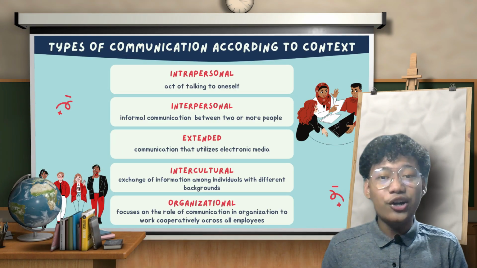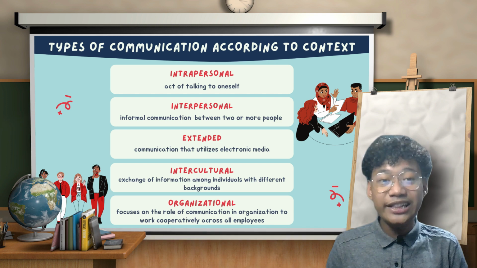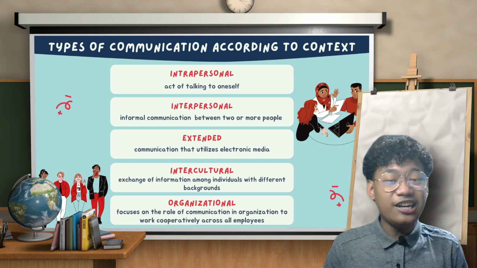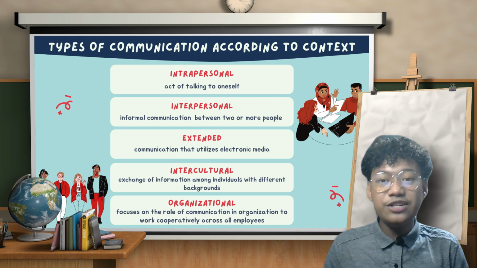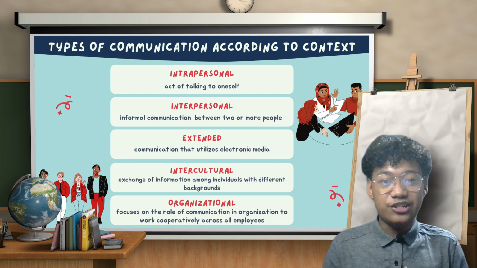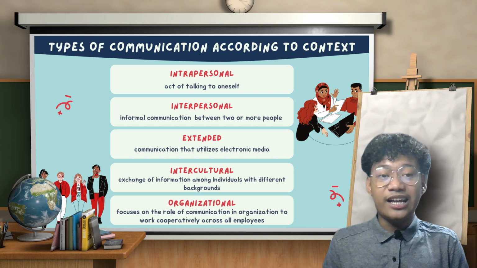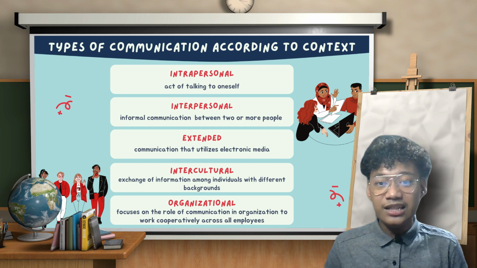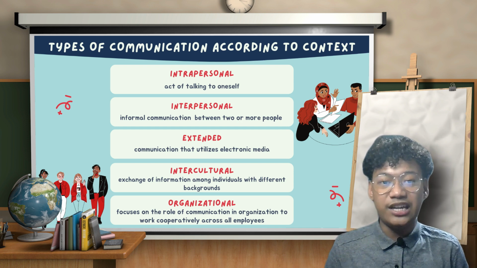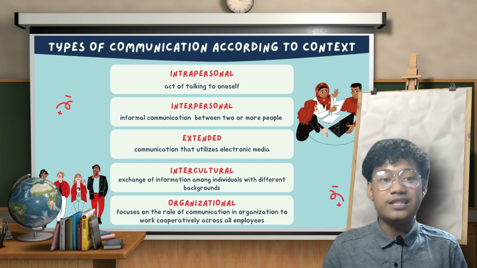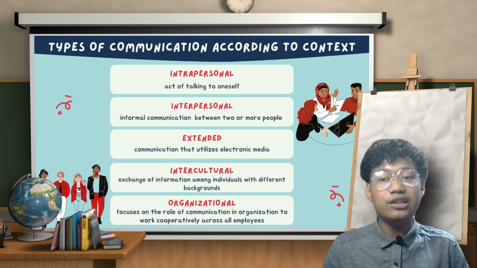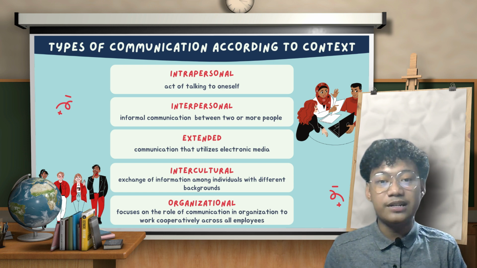Now, let's move on to the types of communication according to context. First of all, we have intrapersonal communication. It came from the Latin prefix intra, which means within or inside. To make it short, it is the act of talking to yourself where the basis is our own feelings, biases, and beliefs. Second, we have interpersonal communication. It came from the Latin prefix inter, which means between, among, and together. To make it simple, it is just the communication between two or more people in an informal conversation.